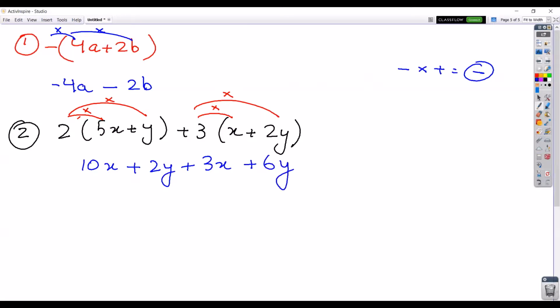Once you have expanded the brackets, you need to collect like terms. So we're going to circle those which have the same variables. This is 10x and this is plus 3x. When you add them together, 10x plus 3x, you will get 13x, which I'm going to write down in the next step. The other two are plus 2y and plus 6y. When you collect the like terms plus 2y and plus 6y, it would be 8y.